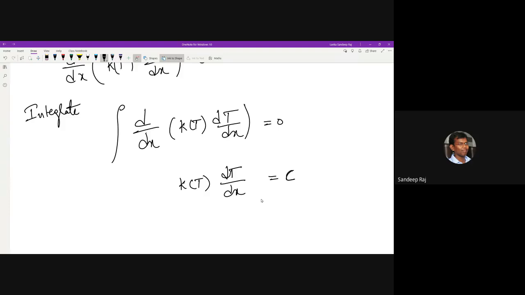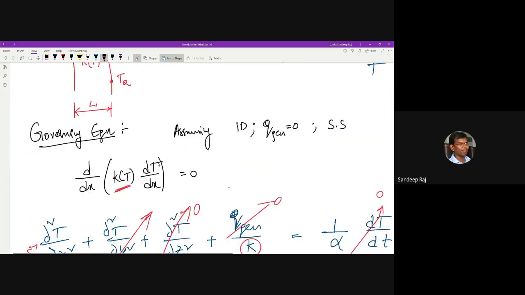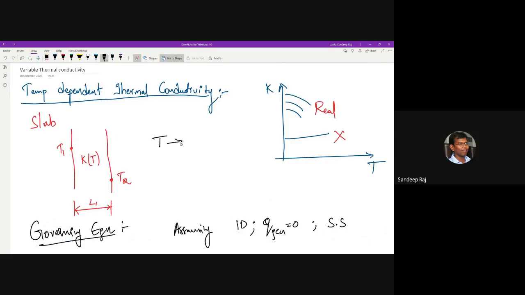Now I have to integrate it further. I will use variable separable: k as a function of T into dT I will write on one side, and dx on the other side of the equality. Now I'll integrate with limits, that is, a definite integration. The temperature in the case we have considered varies from T1 to T2, and x varies from 0 to L. This is x equal to 0, this is x equal to L. Forget about this L1, it is simply L.